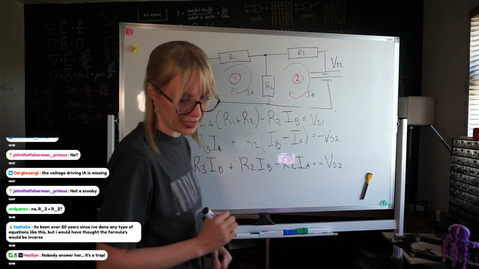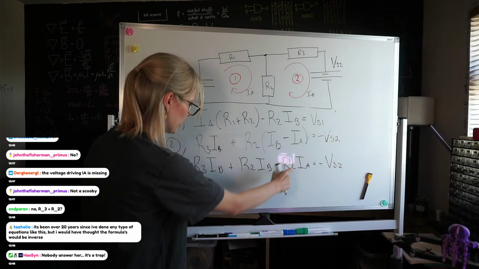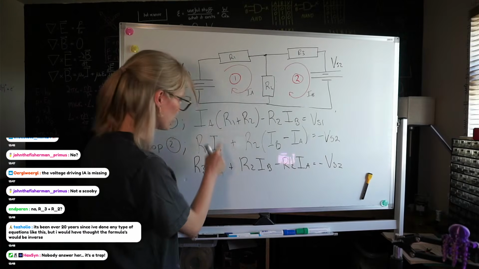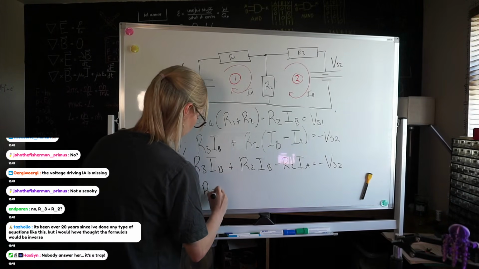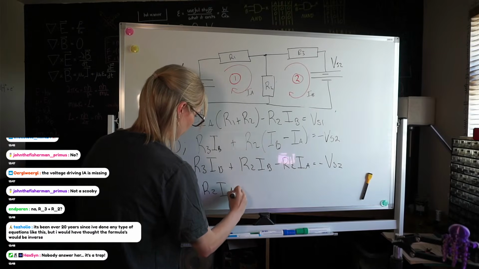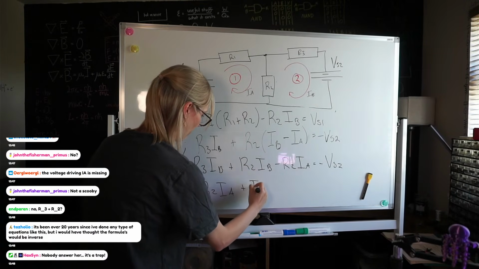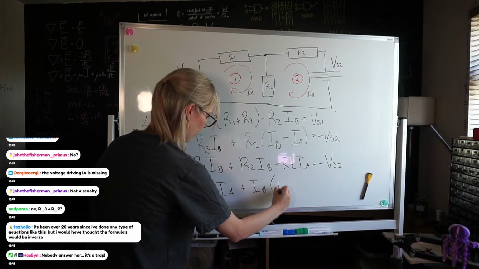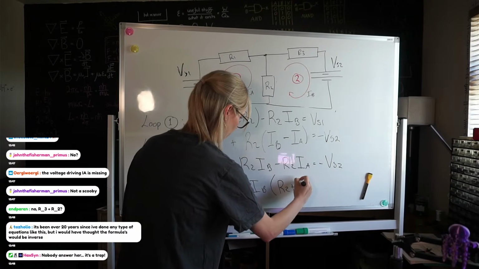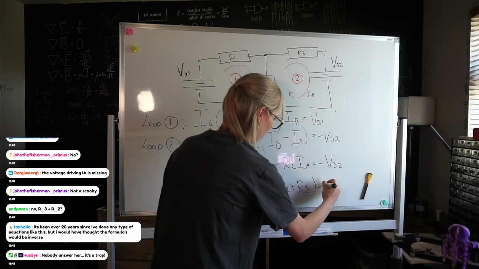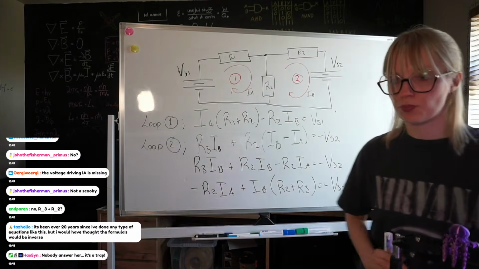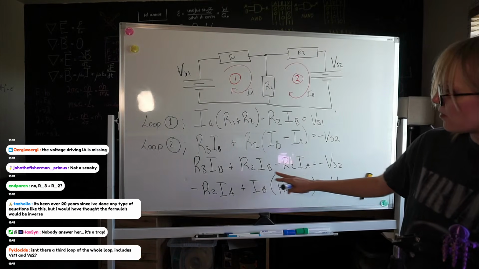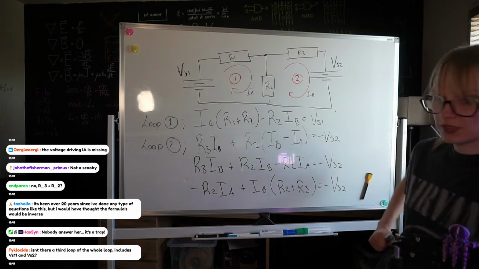Okay, so we multiplied it out and let's rearrange everything. Let's put the IA term first, just to make it look similar to this guy. There we go. We have a finalized expression equation for voltage source 2.